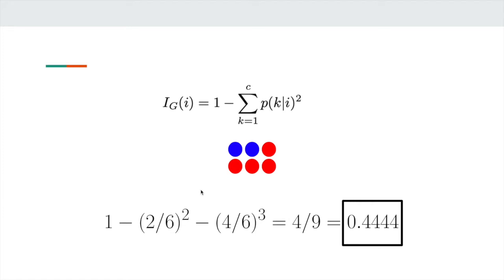Basically, what you do is, first, I did the blue balls. So you find the probability that if you randomly select a ball, it will be a blue ball, and that is 2/6. And then you square that and subtract that from 1, and you do the same thing for red balls, which is 4/6, right? And once you do this, you get 4/9, which is equal to 0.444.